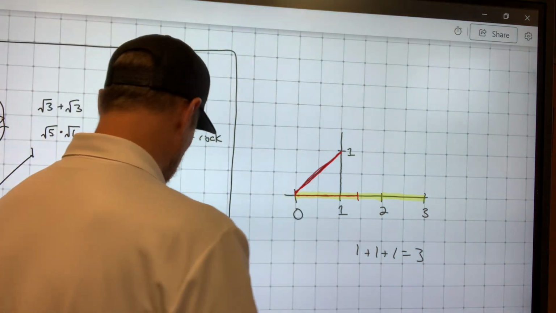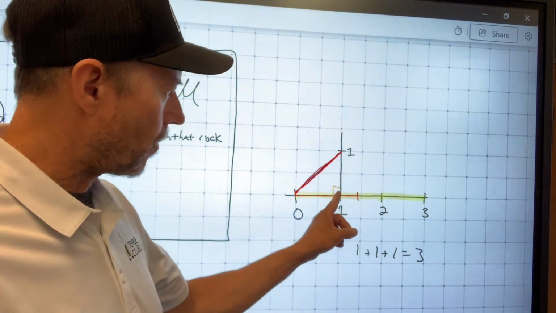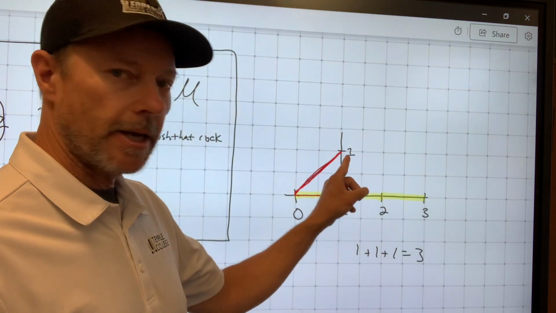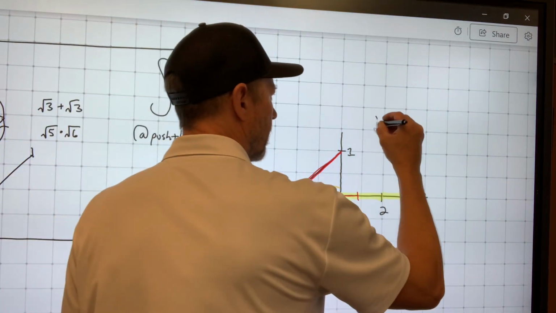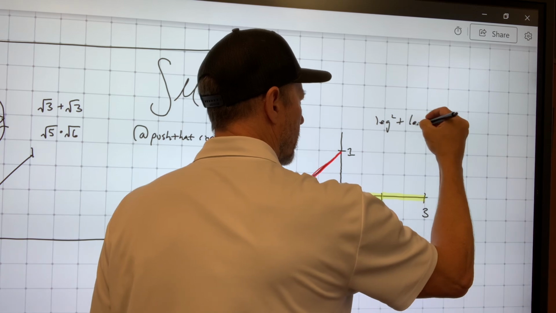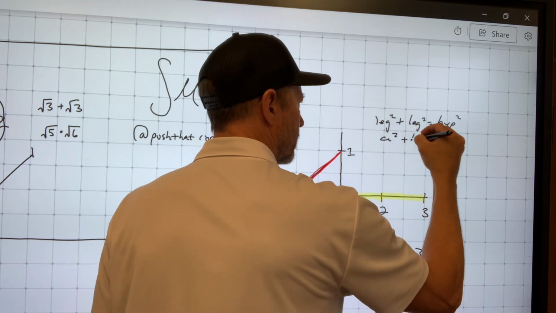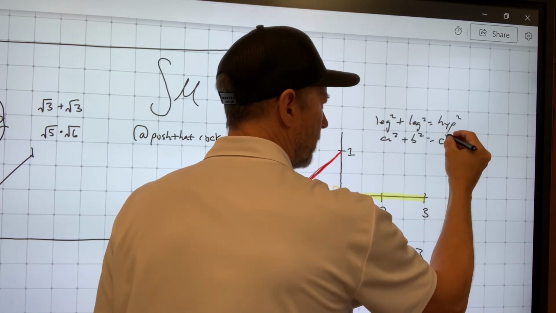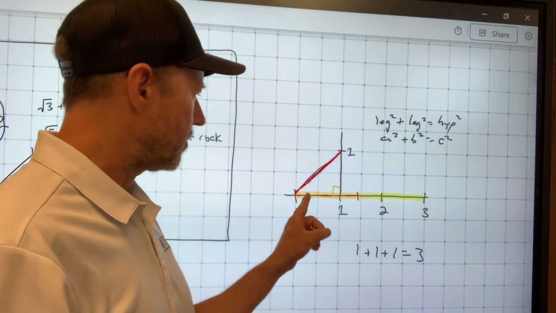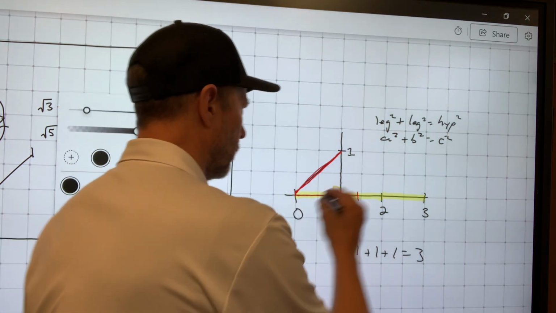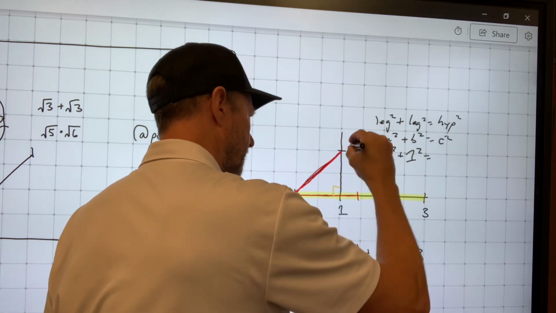And the one thing we know from the ancient Greeks is that if you have a right angle here, one leg squared plus the other leg squared equals this long distance here called the hypotenuse squared. You may have seen it like this: a squared plus b squared equals c squared, where c is the hypotenuse, b is one leg, and a is the other leg. So in this case, our legs are both 1. So I put in 1, and that's going to be equal to c squared, or this distance squared.